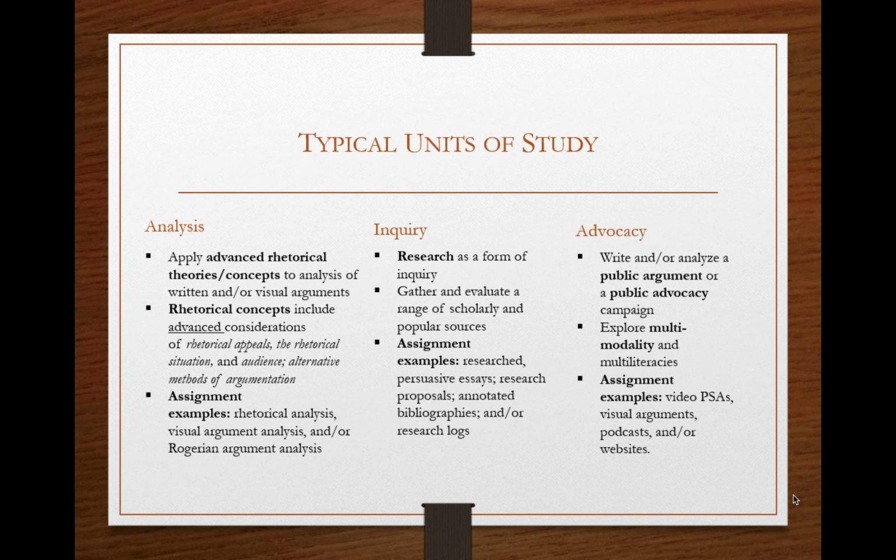For the advocacy unit, students typically write and/or analyze a public argument or a public advocacy campaign. In this unit, instructors often assign readings on and explore with students theories of multimodalities and multiliteracies to help them analyze multimodal texts and/or compose their own multimodal texts. Among the assignments instructors have used in this unit are video public service announcements, visual advocacy arguments, or advocacy-focused podcasts or websites.